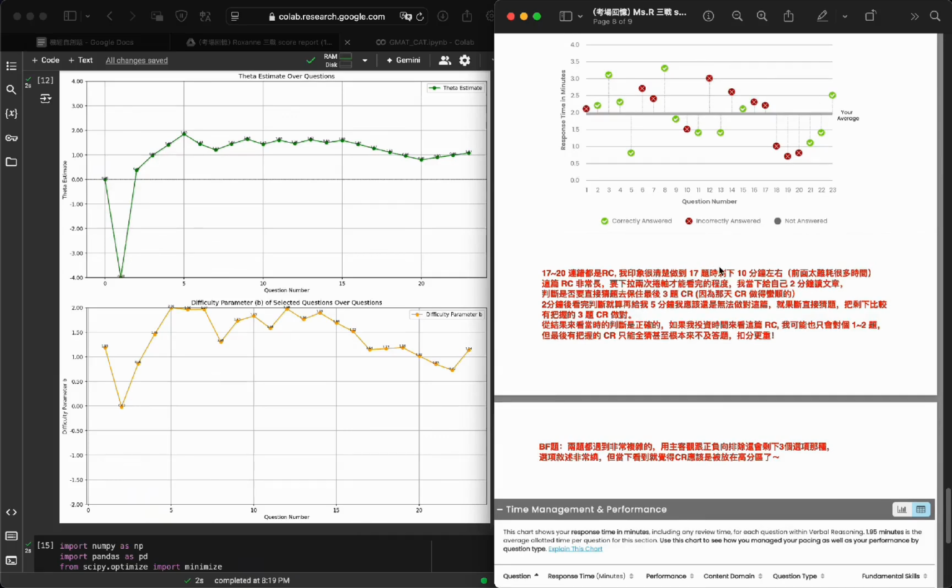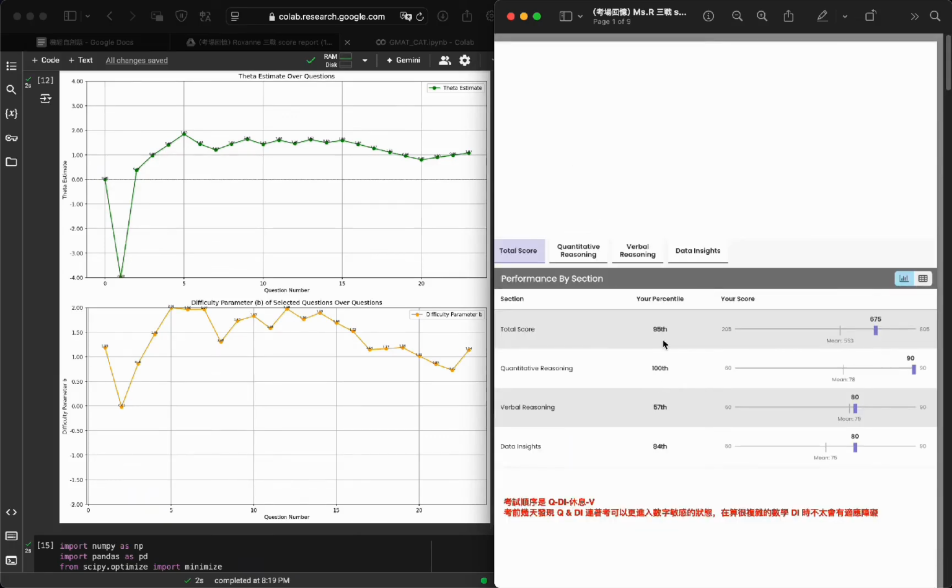Alright, congratulations to this student for reaching the 95th percentile in total score, outperforming 95% of the test takers.